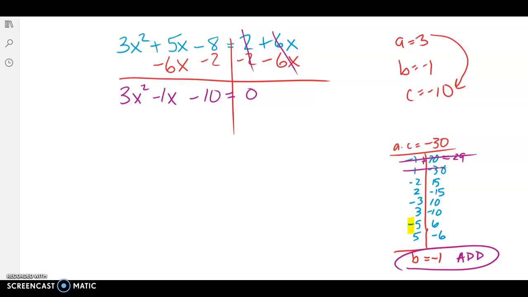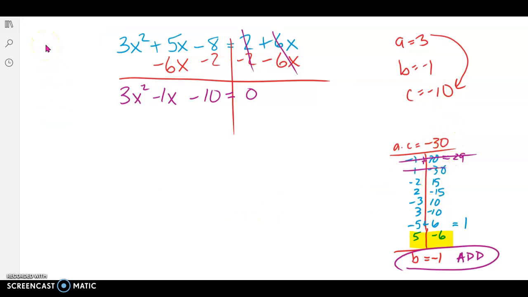Oh, wrong one. I actually did that one incorrectly myself. Because if we added those two together, we would get +1, and we want -1. So the correct answer is actually 5 and -6, because those will add up to -1, the b value. But they still multiply to give you that -30 that's in the top of your eye chart.